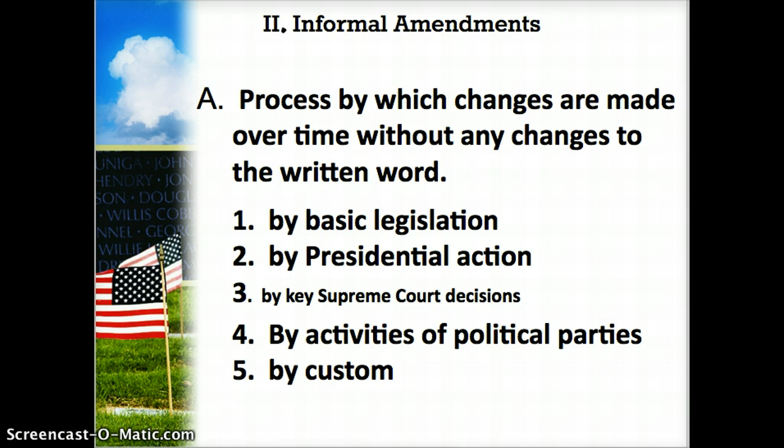A second way is through presidential action. Congress has the power to declare war, Article 1. However, the president is the commander-in-chief, Article 2. And so what has happened is the president, through presidential action, has essentially declared war. He's committed troops to foreign engagement without a declaration of war. It's happened hundreds of times, to the point now where even though the Constitution doesn't say the president gets to declare war, the president, through his actions, is essentially declaring war.